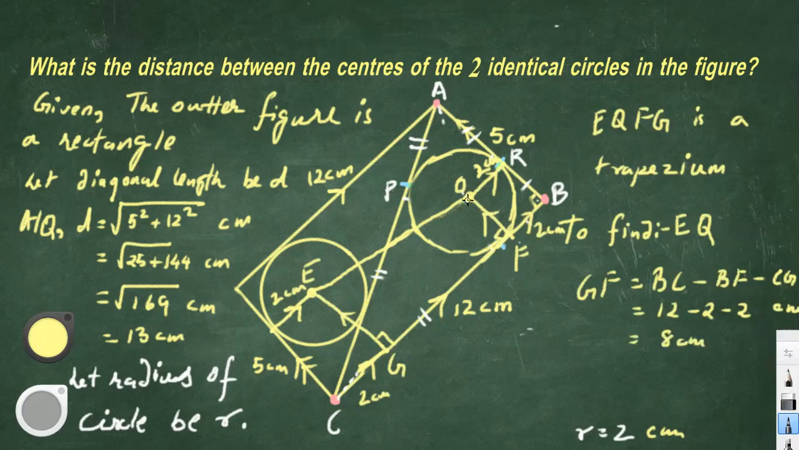So now let me draw another line segment starting from O and parallel to GF and perpendicular to EG. Let me name this H. Therefore OH equals GF equals 8 centimeters, right? Isn't it? As soon as we change this shape, now what do we have here? EG, isn't it? EG is equal to how much do we have here?